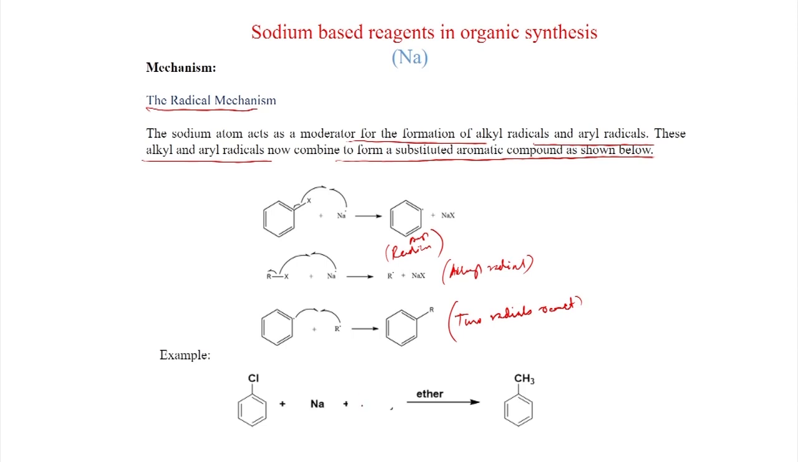Example here: CH3Cl. So, this is the aryl halide, this is the alkyl halide, and in the presence of sodium and ether you get toluene. So, chlorobenzene is converted to toluene. This is the method by which, under Wurtz-Fittig conditions with sodium, you can get this substituted aromatic compound.